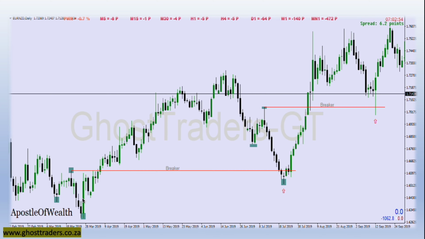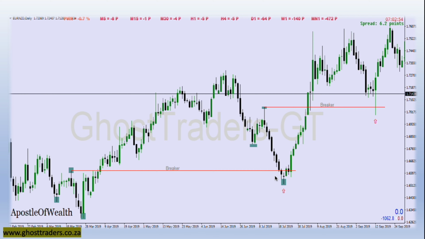Same thing that we get to see here. You have your breaker level here, and then you have your fair value gap here. You have your breaker level in line with your fair value gap, and price gets to that level, and then it quickly pushes away.